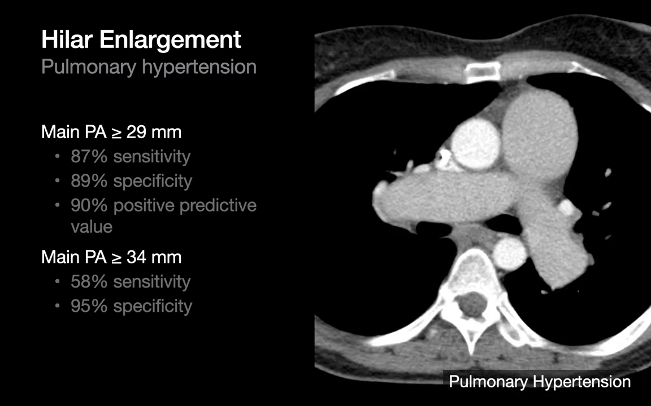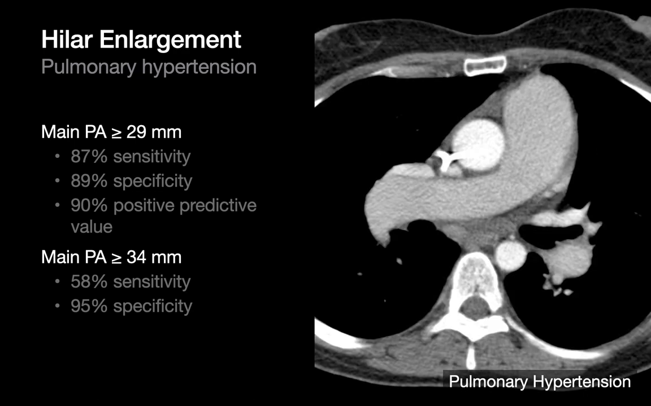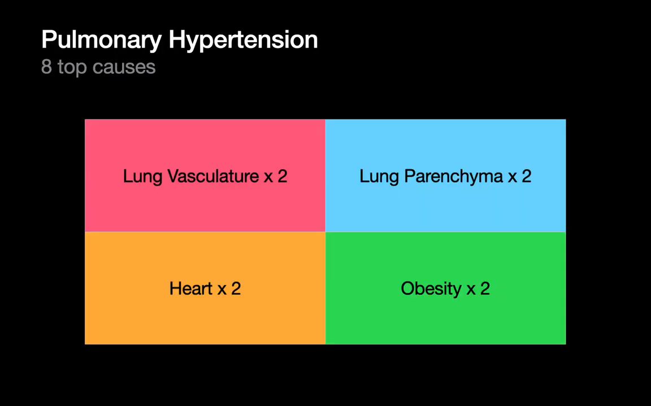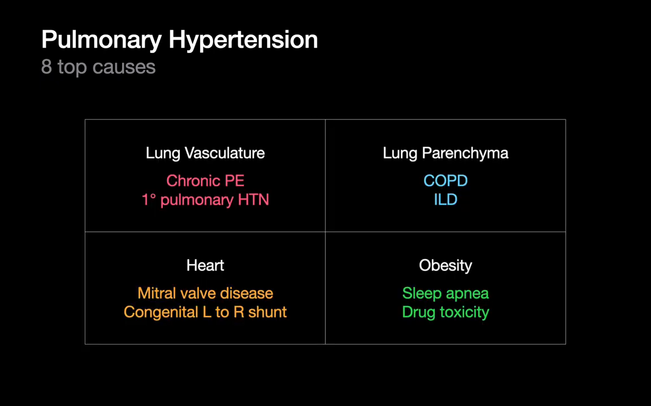When I see pulmonary arterial enlargement and am thinking about invoking pulmonary arterial hypertension, I usually try to figure out what the cause might be, and I resort to this 2x2 chart I first learned in medical school to help me remember the top 8 causes of pulmonary hypertension: 2 pulmonary vascular disorders, 2 lung parenchymal disorders, 2 cardiac disorders, and 2 disorders in obese patients.